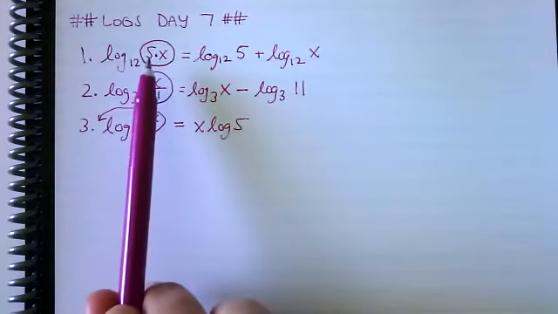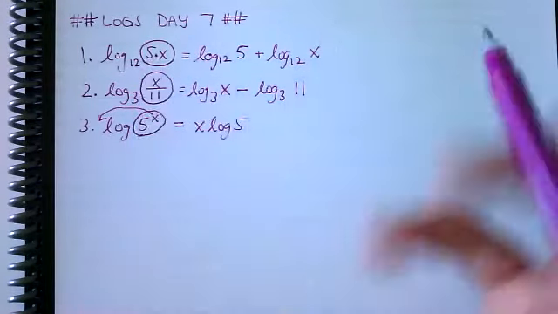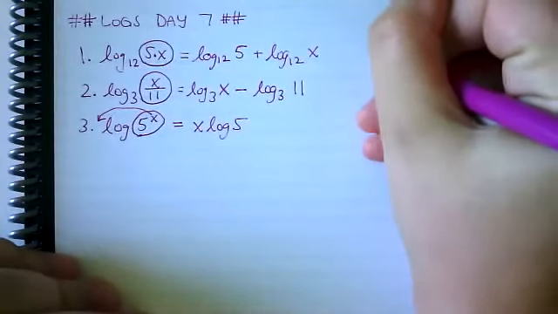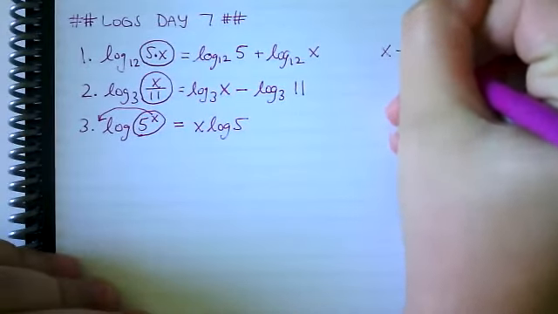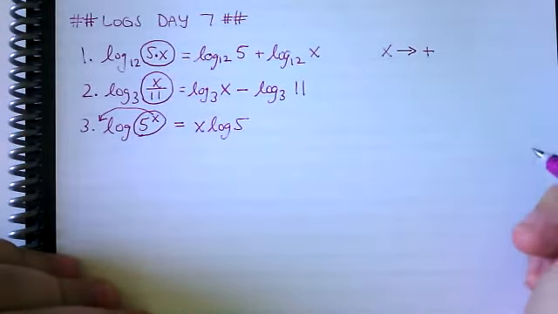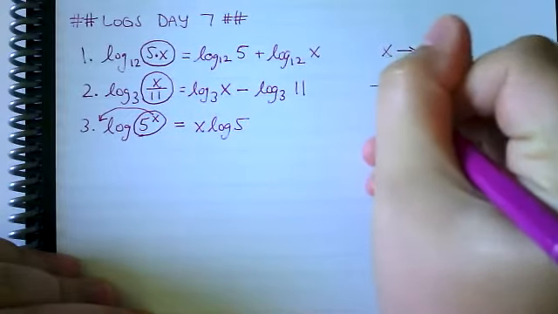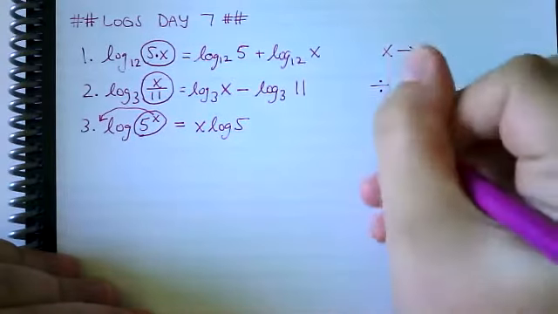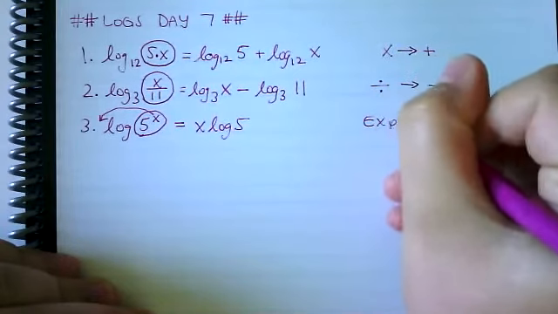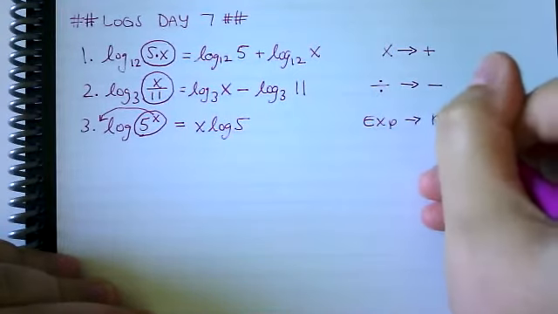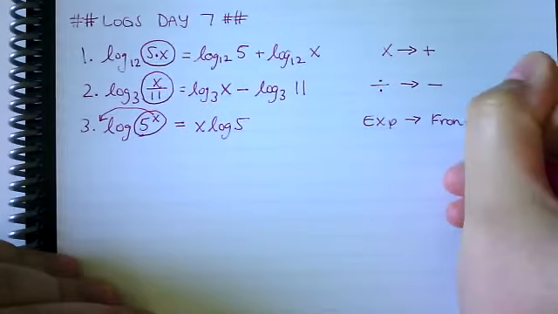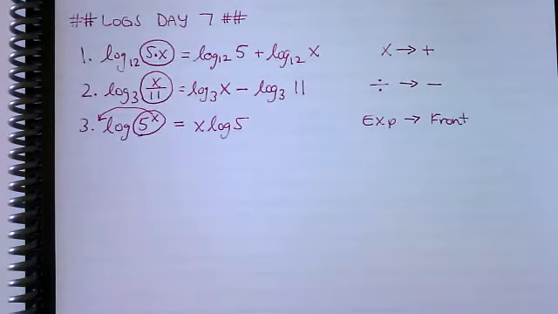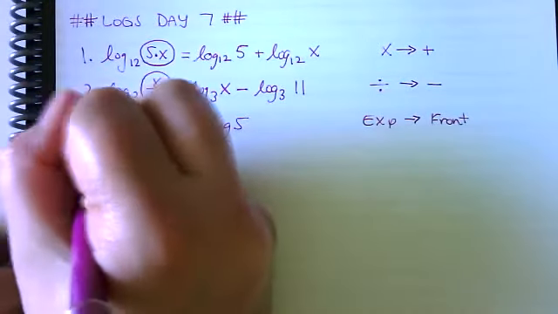So for the product rule, here we'll write this to the side, multiplication turns into addition. For the quotient rule, division turns into subtraction. And then for the power rule, an exponent just moves to the front. Those are our three main rules: product, quotient, and power rule. And we're going to do one more question.